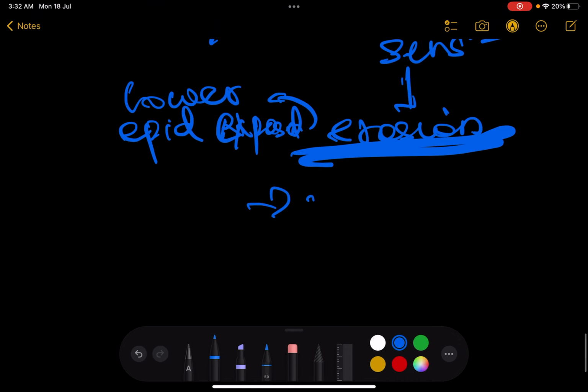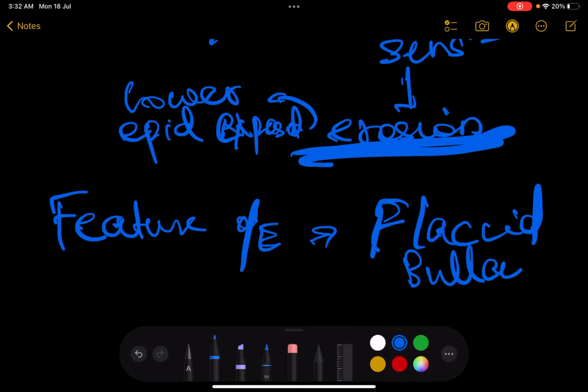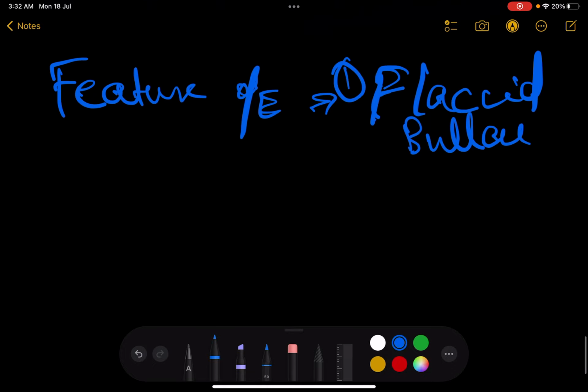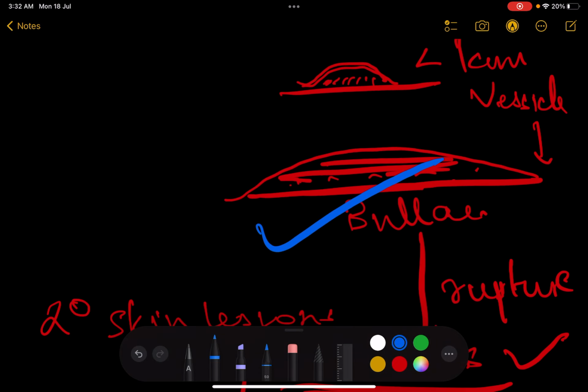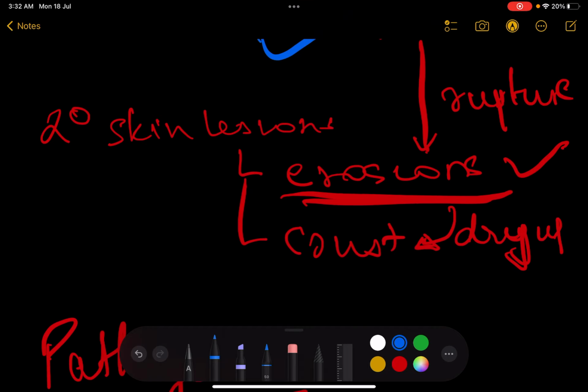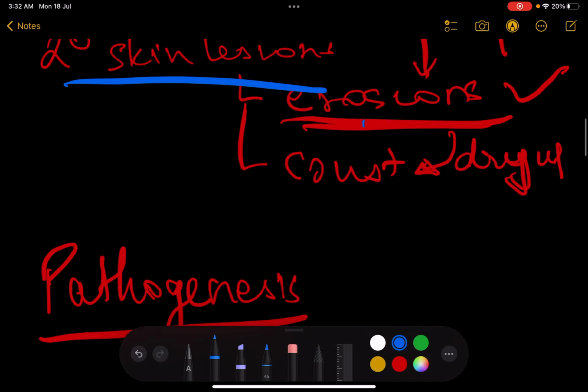Obviously, cosmetic complaints are going to be seen, which is very common and does not need any mentioning. But what's important is what features we are going to see. Let me write about the features on examination. On examination, you're going to see something called a flaccid bullae. As I spoke about in the basic introduction, you're going to see a bullae. A vesicle would be the early form of the disease. You see the primary skin lesion, the bullae, and the secondary skin lesion, the erosions.